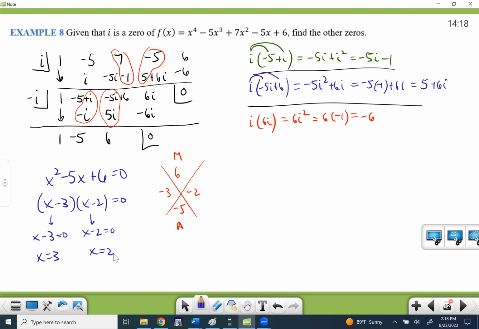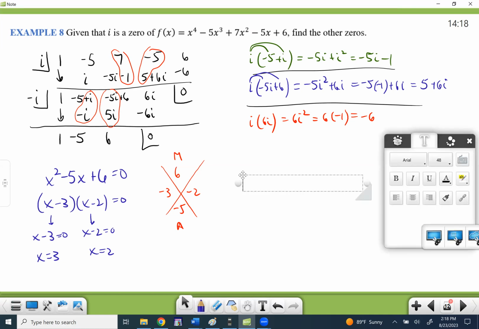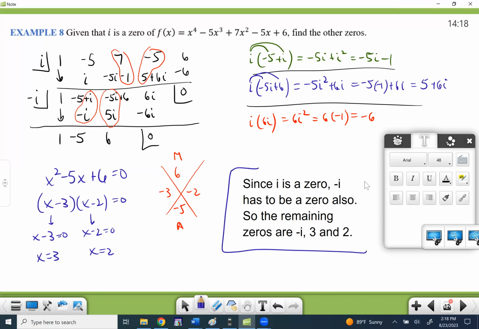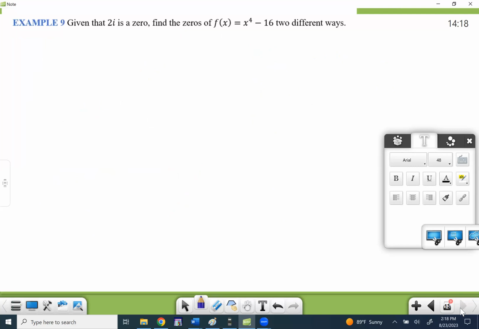So it says find the other zeros. Well, before we even started, we should have known negative i, right? Since i is a 0, negative i has to be a 0 also. So the remaining zeros are negative i, 3, and 2. All right, so we use that irrational zeros theorem that we learned towards the beginning of this section. Okay. All right, you guys, does that do it? No, we have one more.